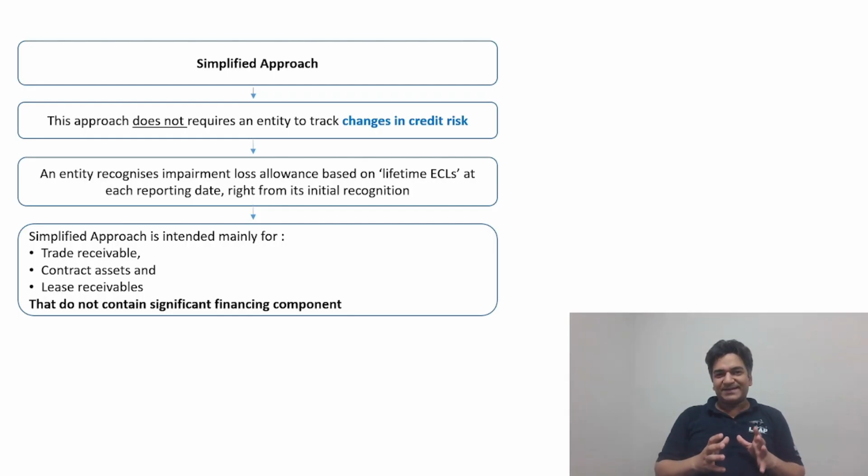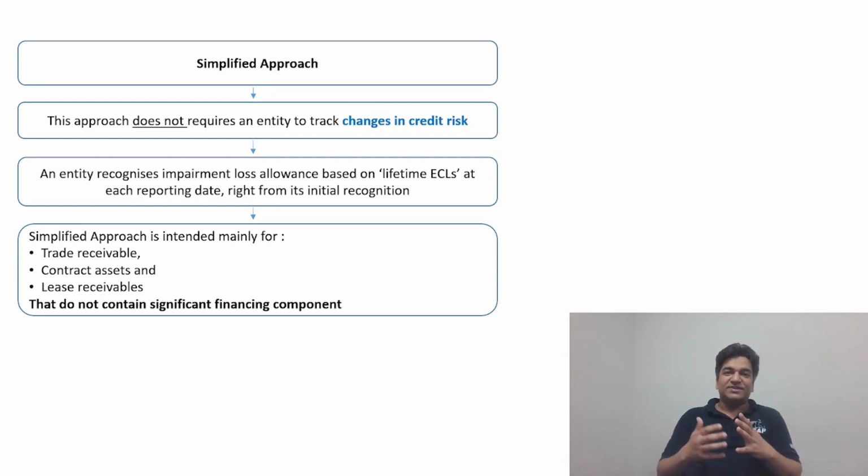So friends, before we discuss the simplified approach, let us do a quick recap of what we discussed under the general approach. The general approach was a three-stage approach: stage 1, stage 2, and stage 3. And all these stages were dependent on the changes in the credit risk of a financial asset since its initial recognition. So let us assume a financial asset was in stage 1 and a 12-month ECL was computed. And then there is a significant increase in the credit risk, and as such, the financial asset moved from stage 1 to stage 2. And in stage 2, a lifetime ECL would be calculated.